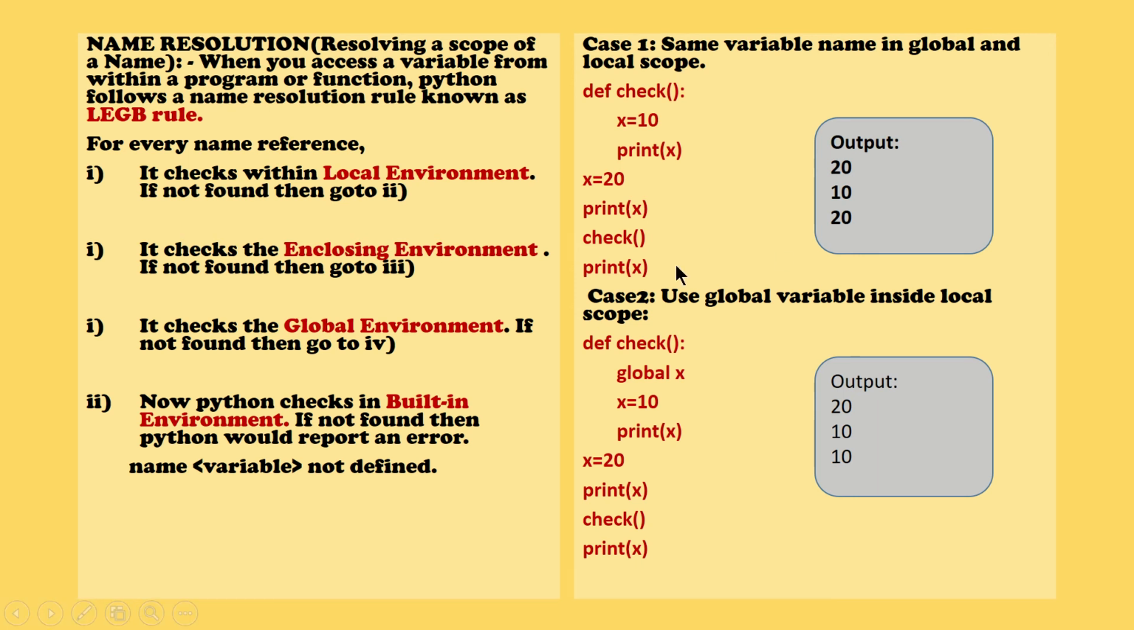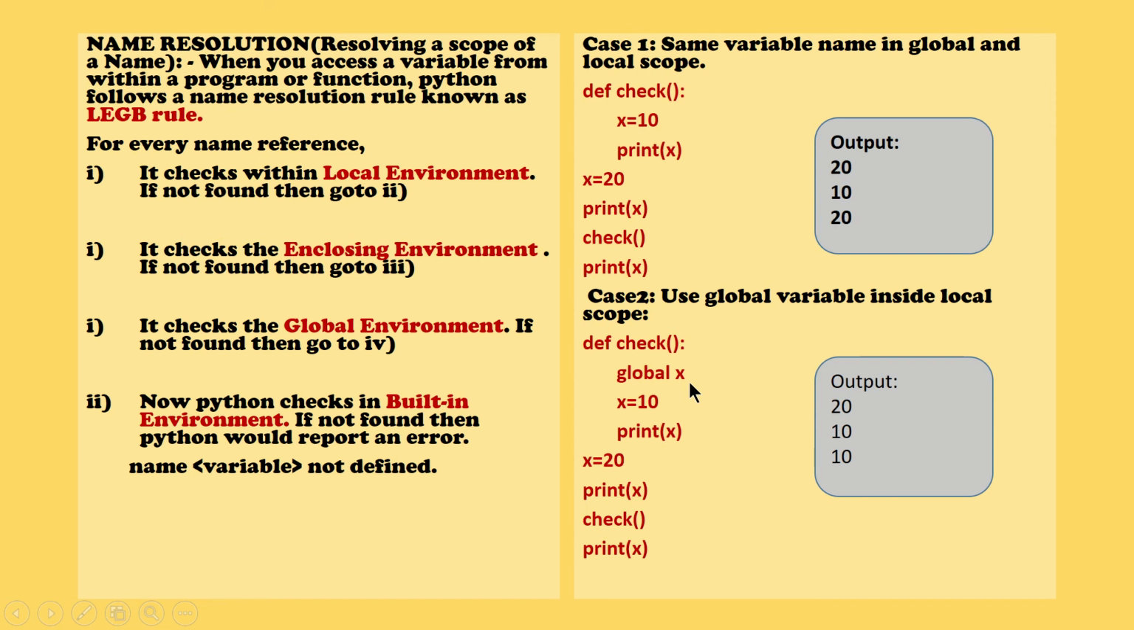Now look at another case. Here we are going to understand how to use a global variable inside a local scope. What if I want to use the same variable to be used inside the function also? If that is the case, what you have to do is write the same program again, but inside the function you say global x.